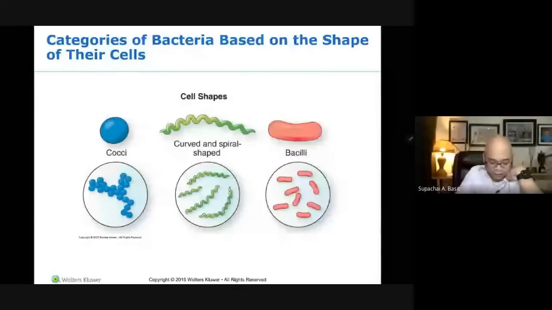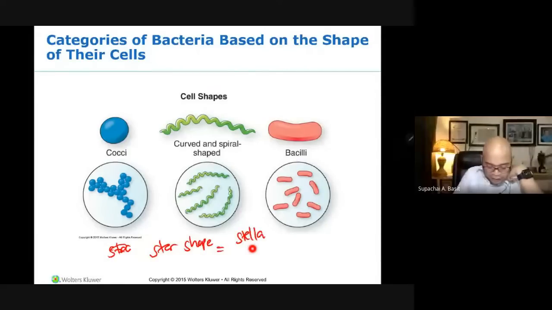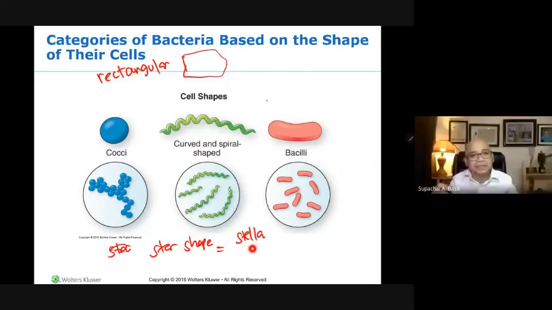Aside from these, we also have star-shaped bacteria. We call it the Stella. And then the rectangular shaped bacteria is the Haloarcula. Haloarcula is an example of rectangular shaped bacteria.